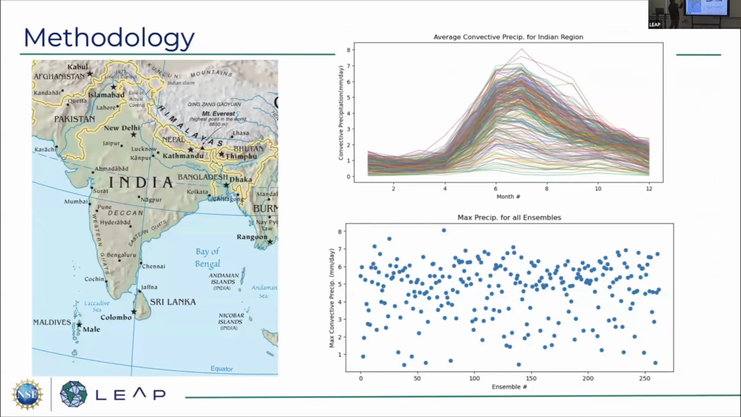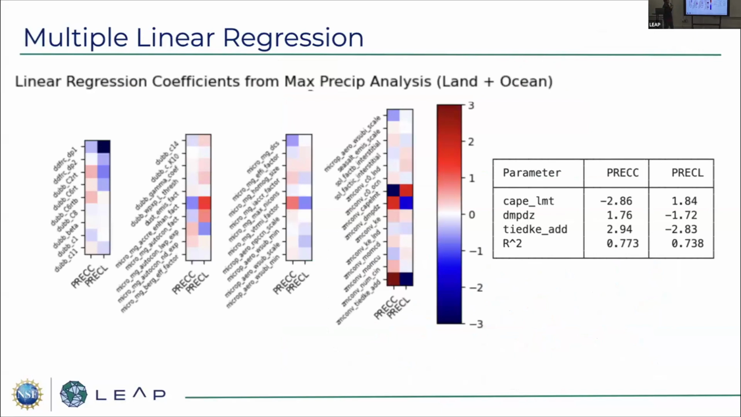From there, for each run of the simulation, I took the maximum value of the precipitation and I fed that into a multiple linear regression model. And I plotted that against the 45 parameters in order to see, is there any dramatic relationship between how we change the parameter and how much precipitation we get in our simulation. All you need to know from this heat map is the more vibrant these colors are, the more dramatic the relationship between changing the parameter and how much precipitation you can get. So you can see I've highlighted CAPE LMT, DMPDZ, and TEACT_add as the parameters of interest.